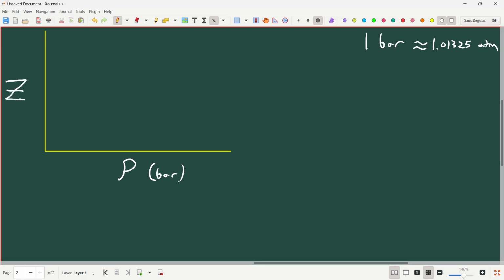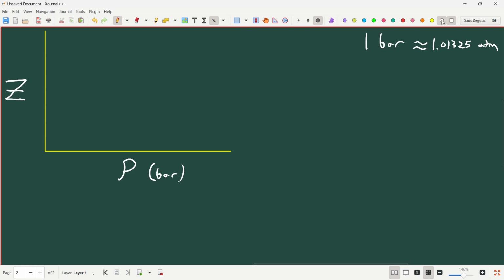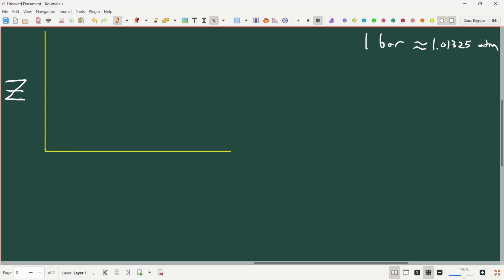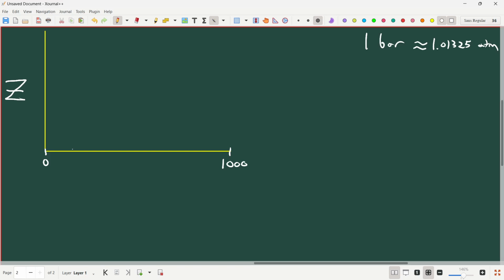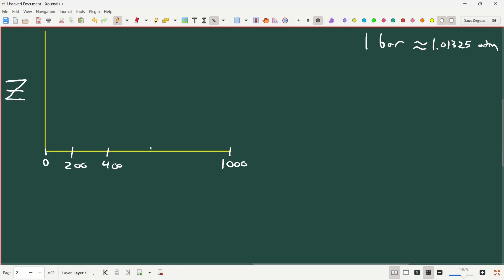Okay. All right. And let me just make some tick marks. Let's make my graph. I've got to give it a little more space here. So 0, we'll run it from 0 to 1,000 bar. 200, 400, 600, 800. And this is pressure.